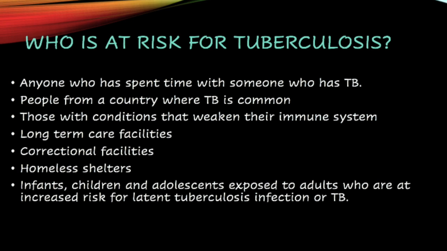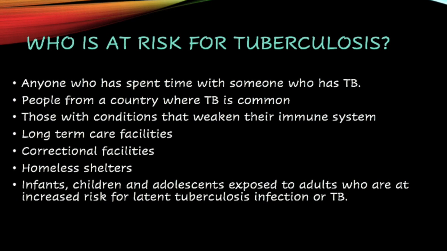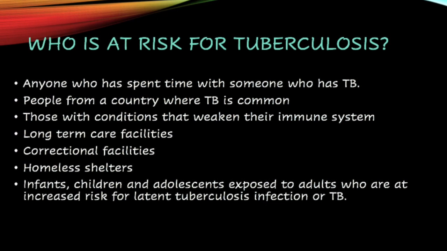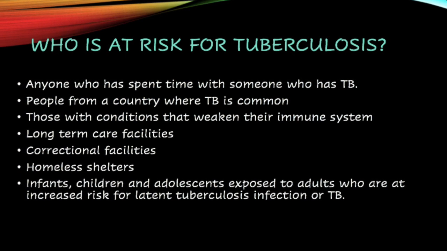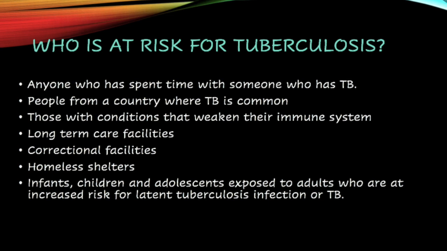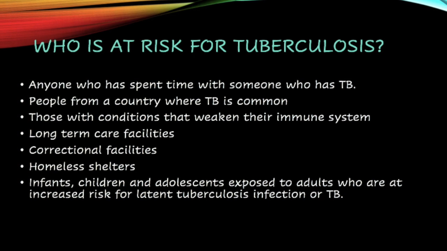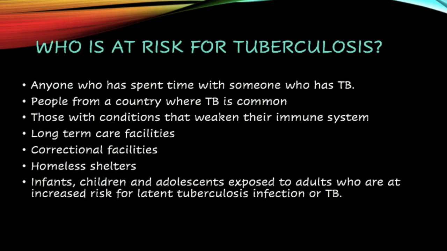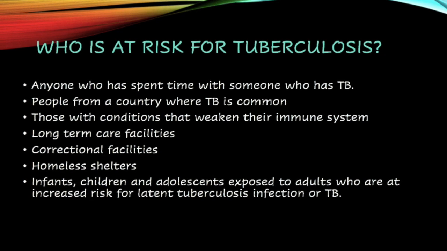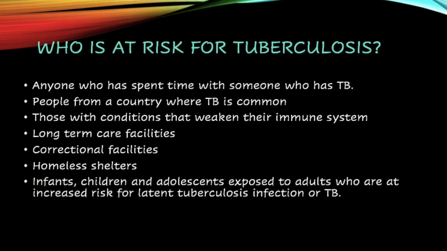The correctional facilities, so those in the jail population, are at great risk because of how close they live with one another. If someone has it, it's very easily spread and then becomes a rapid spread within the jail population. Also those in homeless shelters, and infants, children, and adolescents who are exposed to adults that have it are at risk for latent tuberculosis infection or LTBI.